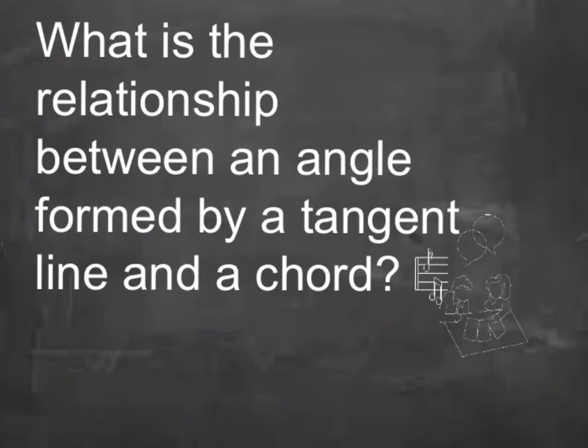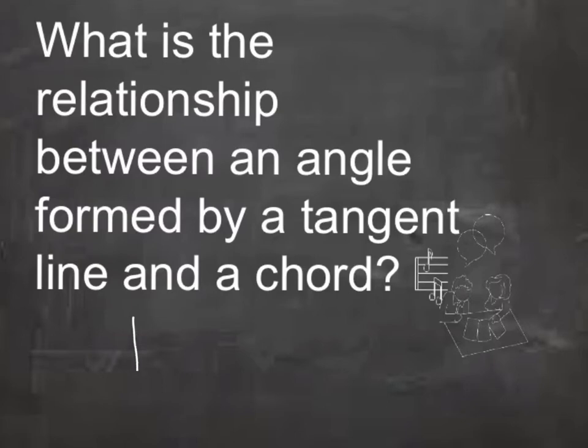What is the relationship between an angle formed by a tangent line and a chord? Once again, what is the relationship between an angle formed by a tangent line and a chord? I'm a visual learner, like many of you, so I will definitely give you pictures and illustrations of this question, but you already know what a tangent line is and what a chord is, and so we're talking about that in terms of a circle and what's going on with that angle.